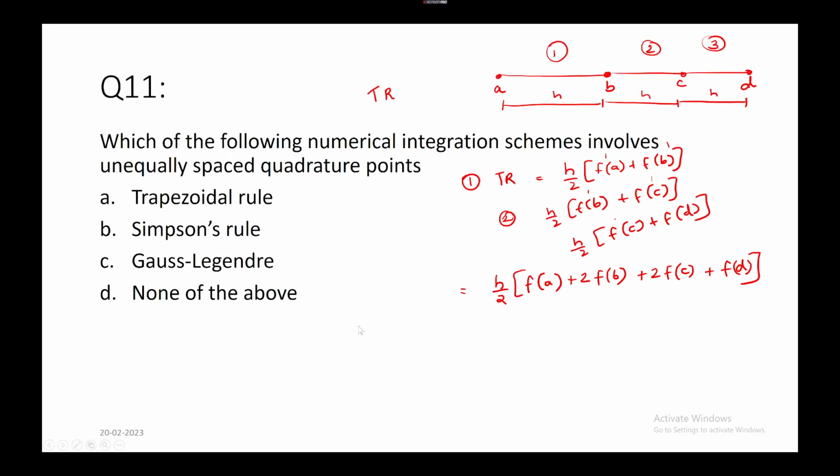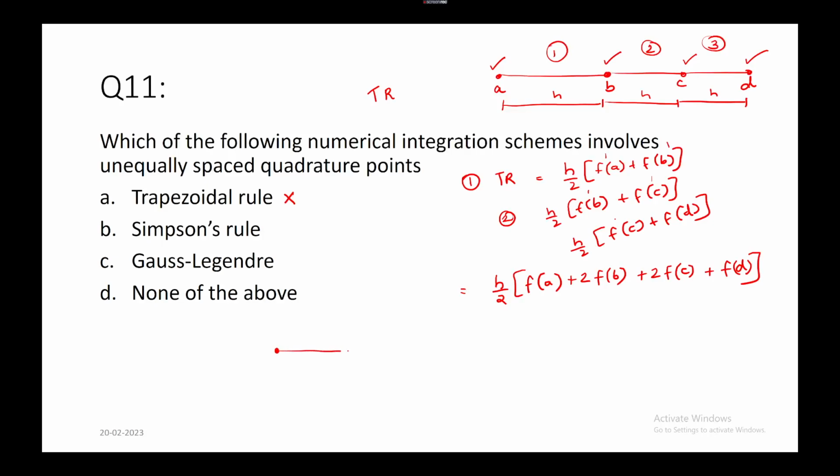If there are n elements, the first node and the n plus 1th node will be represented one time, and all the middle nodes will be represented 2 times. In this trapezoidal rule, all the quadrature points are nothing but the points at which the function is evaluated. The function is evaluated at a, at b, at c, at d. So all these quadrature points are equidistant. So the trapezoidal rule cannot be the answer. Let us move to Simpson's.